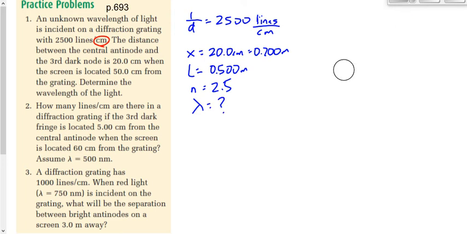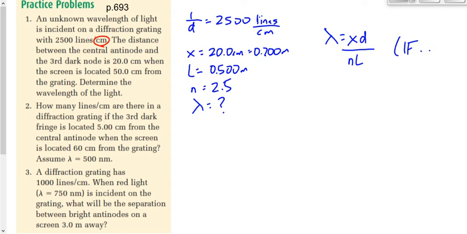Now, this is a good question. We don't see one like this all that often, but it's a good question nevertheless. We want to use the equation lambda is equal to xd over n times L. There's two equations that apply to this situation. D sine theta over n, xd over n times L. This is the one that looks like it fits the givens the best, right? But there's a big if for that one.